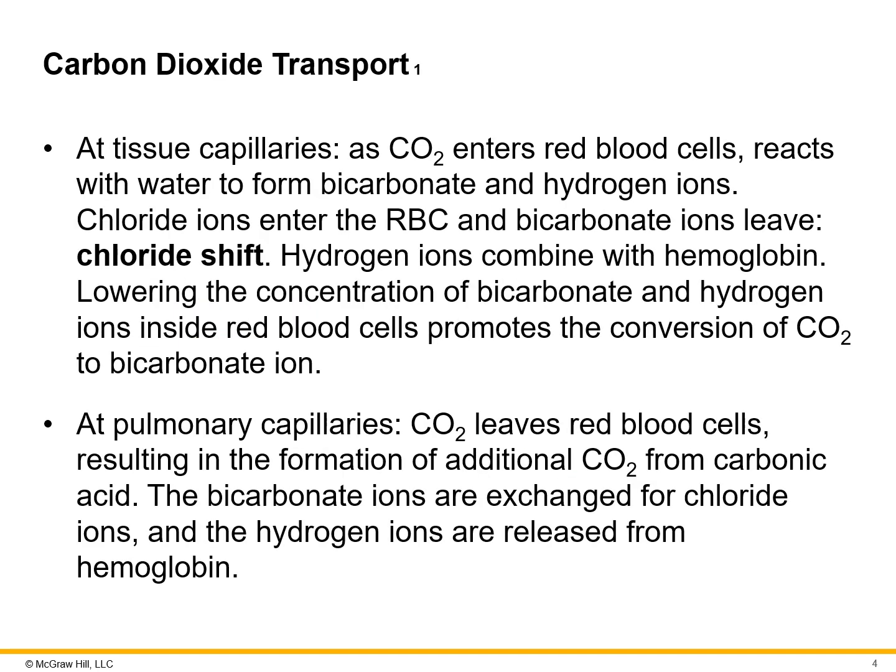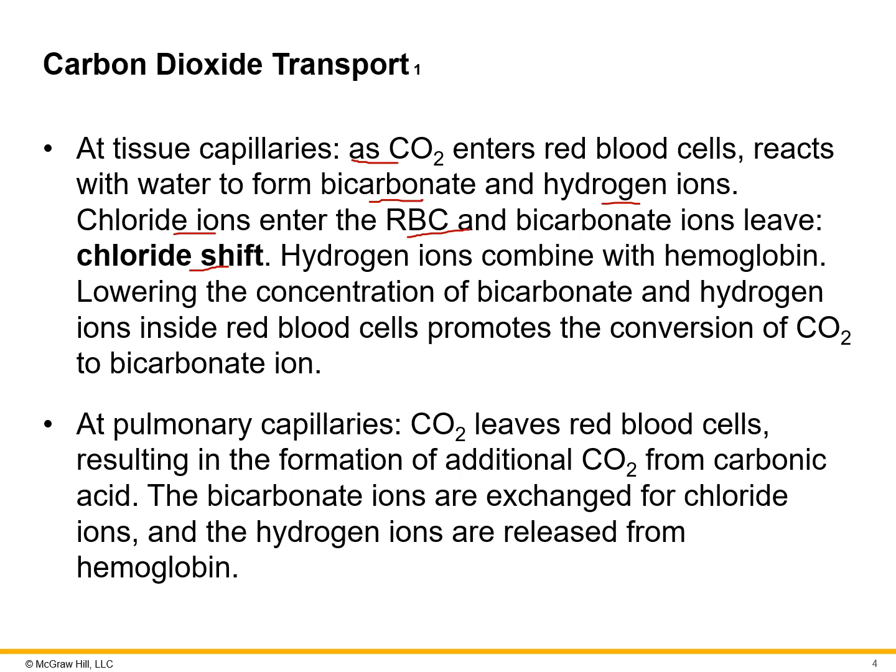All right, so the carbon dioxide transport, so at the tissue capillaries, what's happening is carbon dioxide goes into the red blood cells, it reacts with water, and it forms what's called bicarbonate. So when hydrogen from water attaches, it forms bicarbonate and a hydrogen ion. Now chloride ions also enter the red blood cells, and bicarbonate ions leave. This is called the chloride shift. So as chloride ions come in, bicarbonate go out.